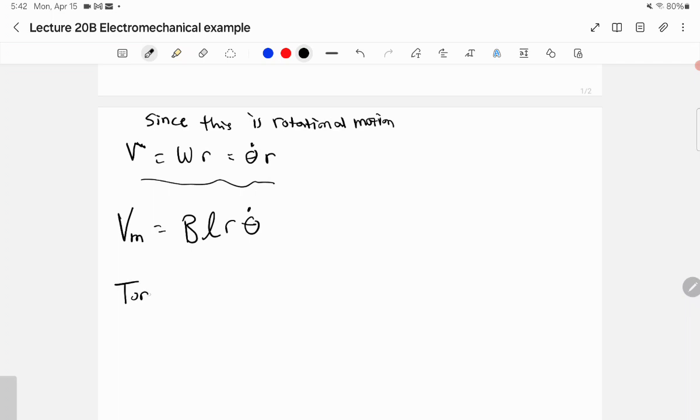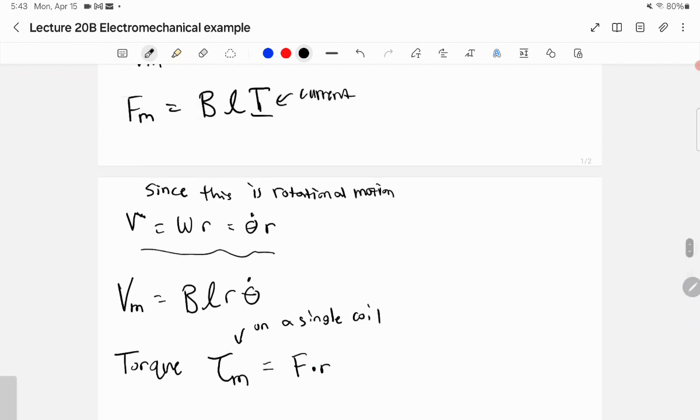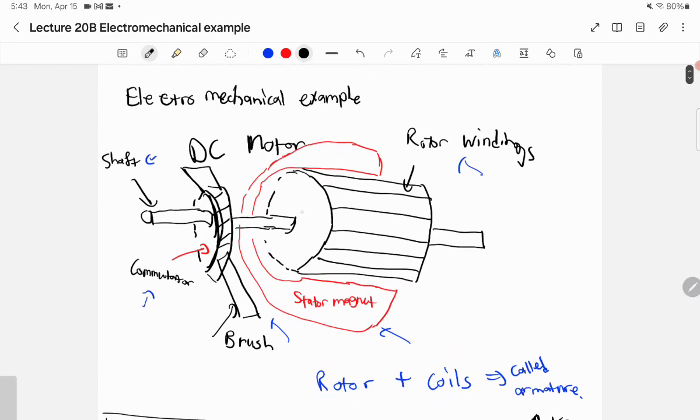And the torque that we'll be working with for this DC motor, tau m. The torque on a single coil is equal to the force times r. I should write what r is. It's the radius here, right? This is my r.